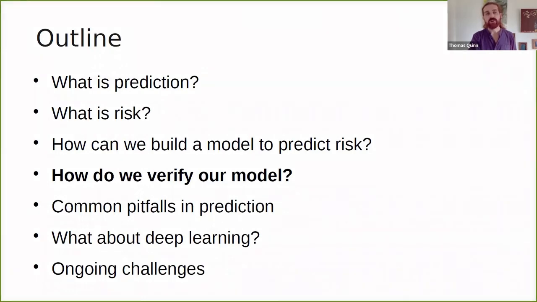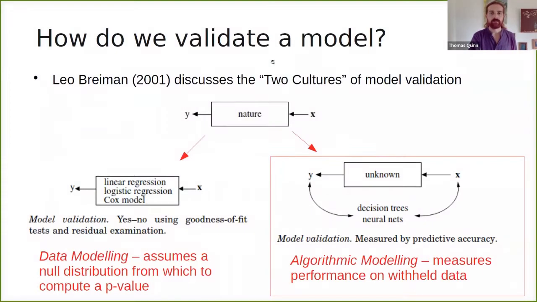In part one of this talk, I defined what prediction is, what risk is, and I talked a bit about how we could learn a function that predicts something like risk. In this section, I'm going to talk a bit about how we actually verify a model to see whether or not the function we've learned is actually any good. So how do we validate a model?